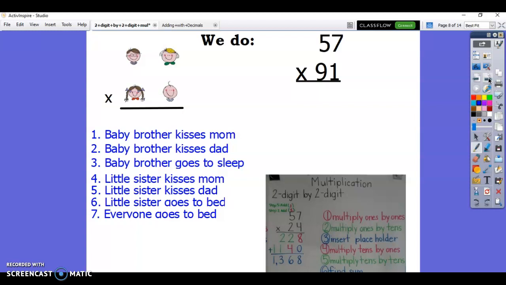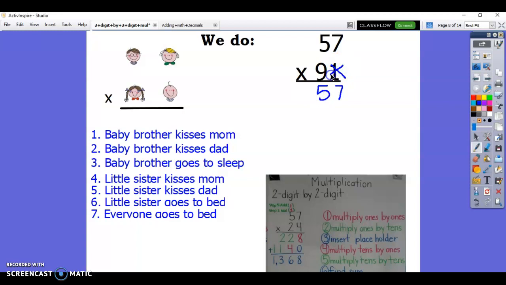So write down in your journals 57 times 91. And you're still thinking of your steps, which are there in your notes. But we're going to go through baby kisses mom. 7 times 1, 7. Baby kisses dad. 5 times 1. You should have a 5.